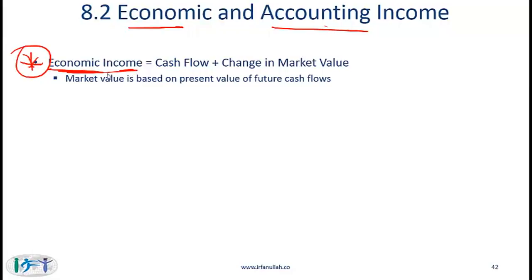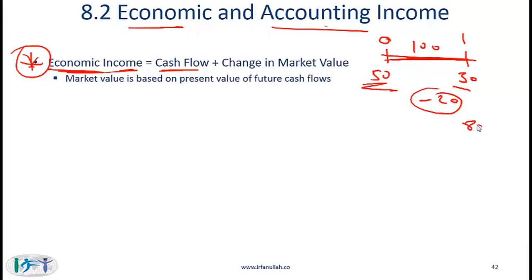The economic income from a project is equal to the cash flow that is generated in a given period. So if you have period 1, and in period 1, the cash flow generated is 100. And the market value of this project was initially 50, but the market value at the end of the period was 30. This is the economic value of your overall project. The economic income is equal to the cash flow, which is 100, the real cash flow, plus the change in market value. What's the change in market value? That is minus 20. So 100 minus 20 is 80. So your economic income is 80.